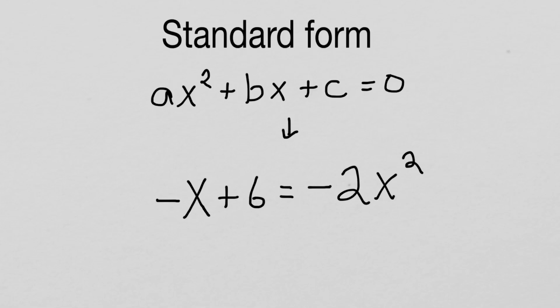Here we got one that looks a little bit different from the first two. I've got minus x plus 6 equals negative 2x squared. I want to put it in standard form, so I need to get this whole thing on the left side. To do that, I'm going to add 2x squared to both sides.